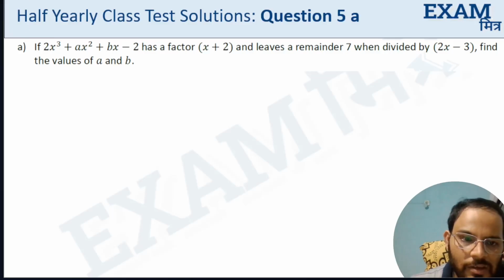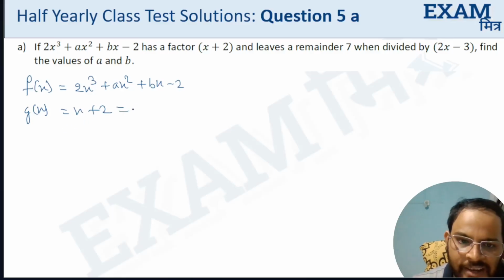Okay, let's see how. This polynomial is being divided by this. It is saying that this polynomial has one of these factors. So we can consider this polynomial as f(x). So let f(x) be 2x cube plus ax square plus bx minus 2. And it is saying that this has a factor this. So here we can say that g(x) is x plus 2, or I can write it as x minus of minus 2.